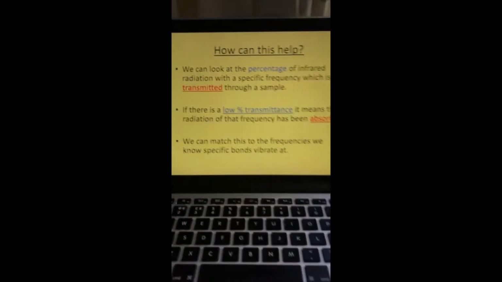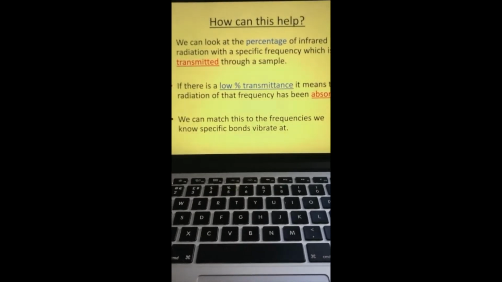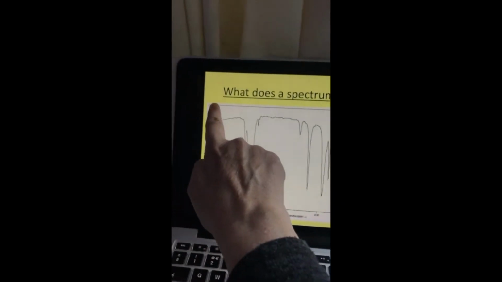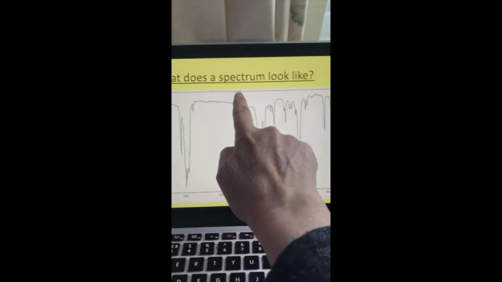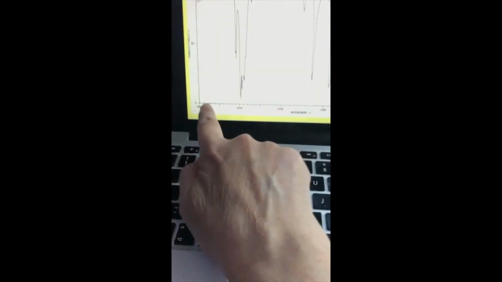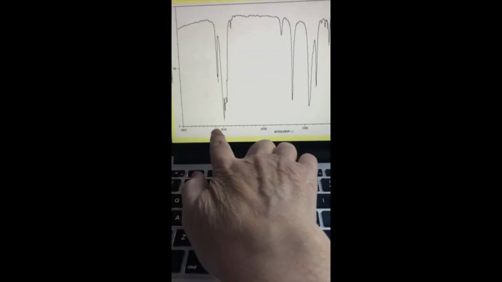So what we're actually measuring is whether the particular frequency has been absorbed or not. Okay, so what you get, can you see that? This is 100% up here. So that means if everything passed through, not absorbed at all, you get a line going at the top here. Okay, so this is your wave number, which is 1 over wavelength. As your wave number is decreasing, your wavelength is increasing effectively.